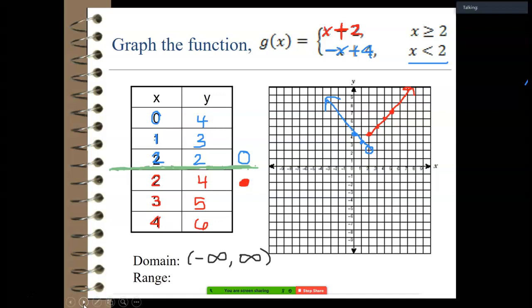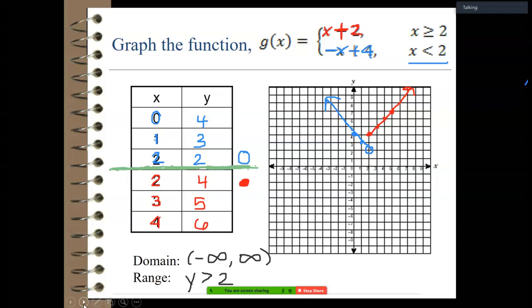What is my range? Well, my range comes from the lowest or highest y value. In this case, both graphs are pointing upwards infinitely. So my y values are going to be greater than the lowest point on the graph, and the lowest point on the graph is at 2. So my range is y greater than 2. The point (2, 2) is an open circle, so it doesn't include 2.